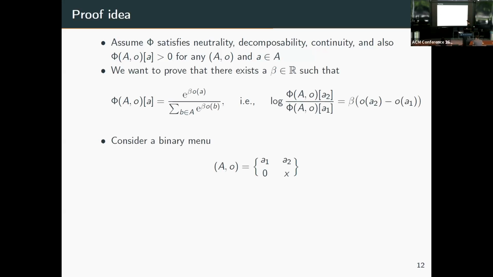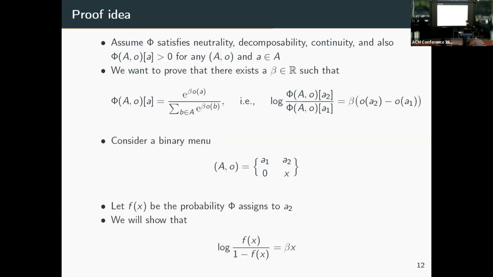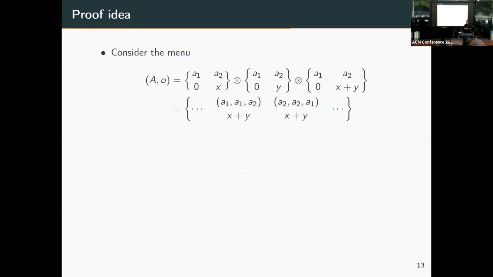So let's look at a menu with actions A1 and A2 and outcomes 0 and x. And denote by f of x the probability that is assigned to the second action. So I want to prove that the following identity holds. So how do we do that? We consider a product of three binary menus with outcomes 0 and x, 0 and y, and 0 and x plus y. And what is nice about this product is that it has two actions with outcomes x plus y.